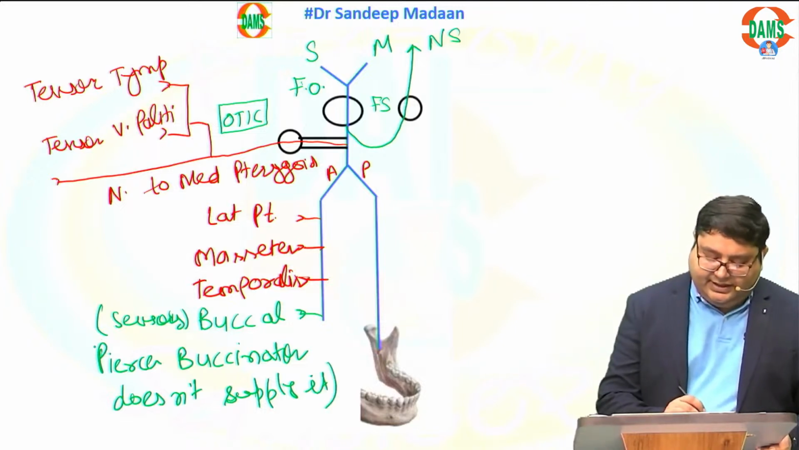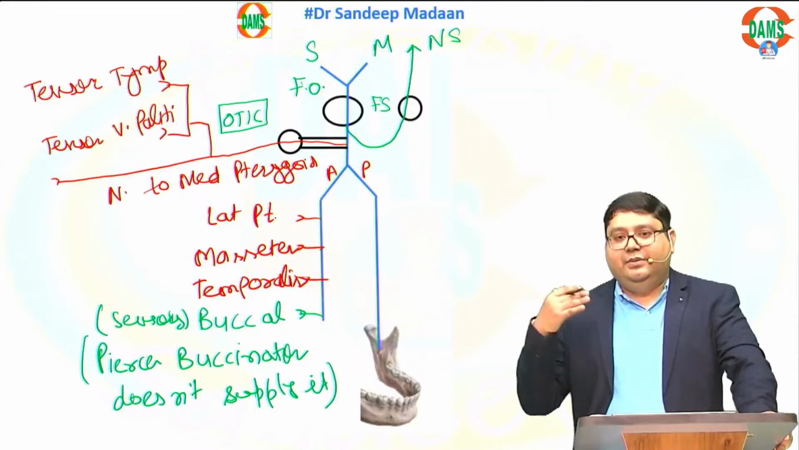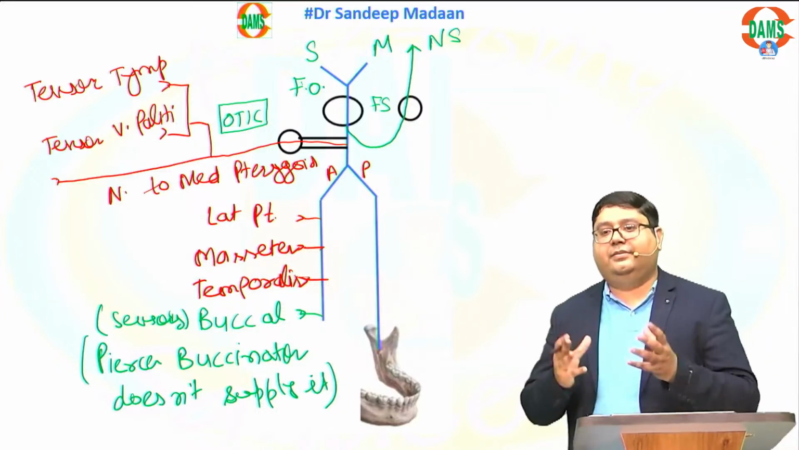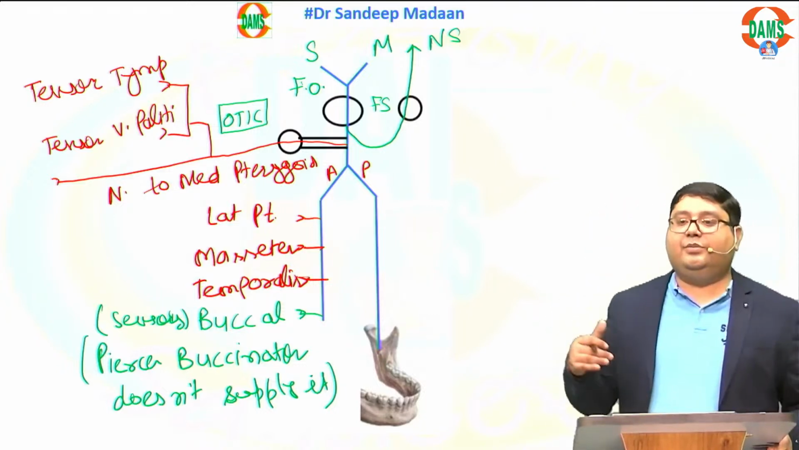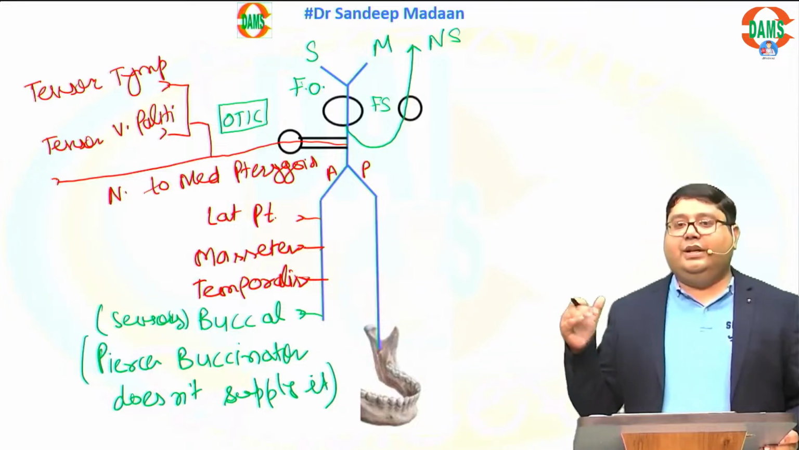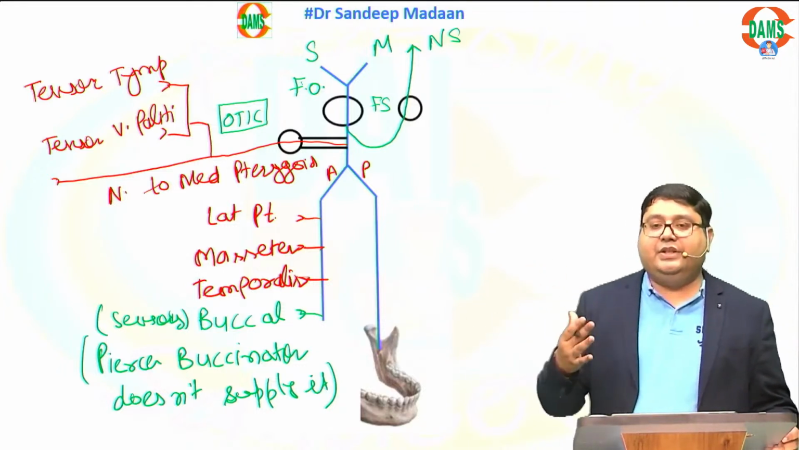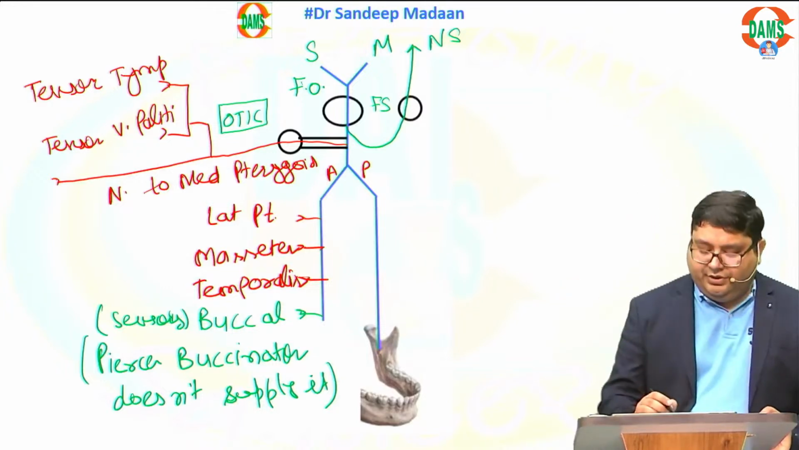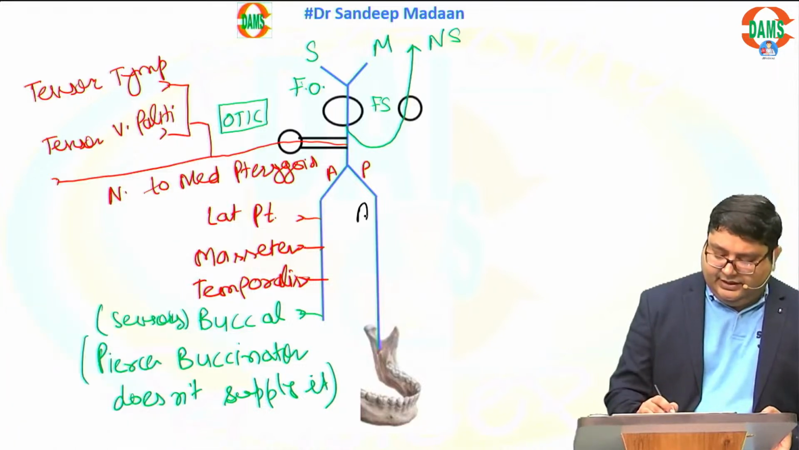Because why can't it supply? Because it's not a motor branch, it's a sensory branch. So it will be carrying the sensation from the whole region. Making sense? All right. And what about the posterior division then? From the posterior division, basically we have the branches which are majorly sensory, and to remember the names, we will use a mnemonic. The mnemonic is Ali. Let me write. We have Ali is the mnemonic.